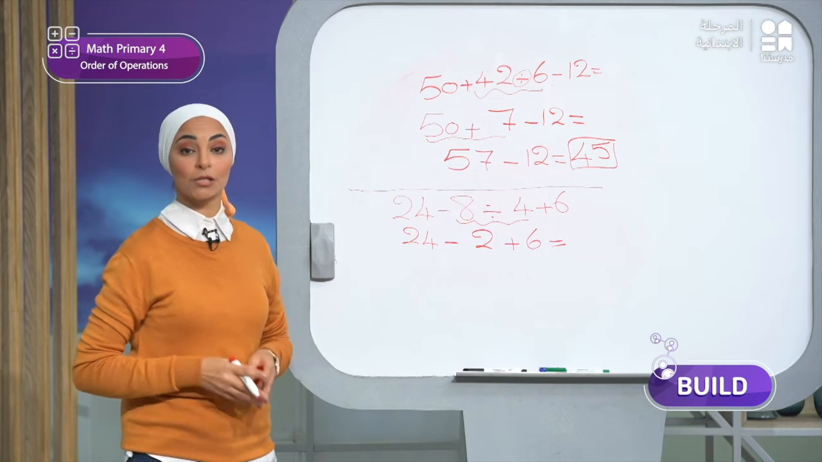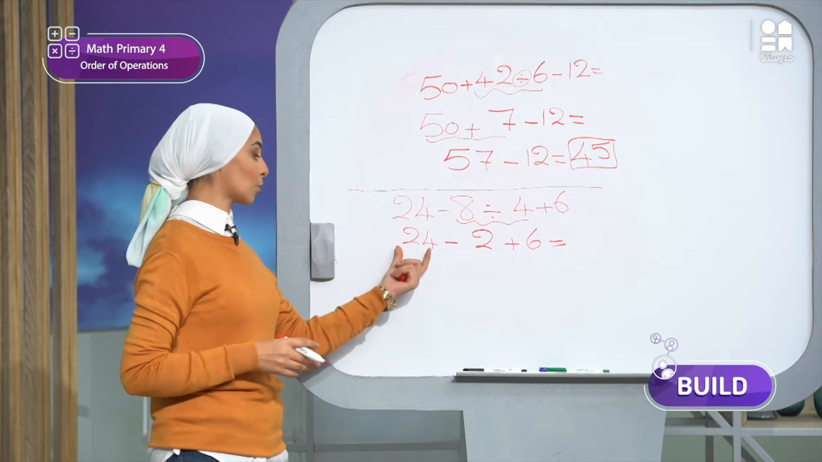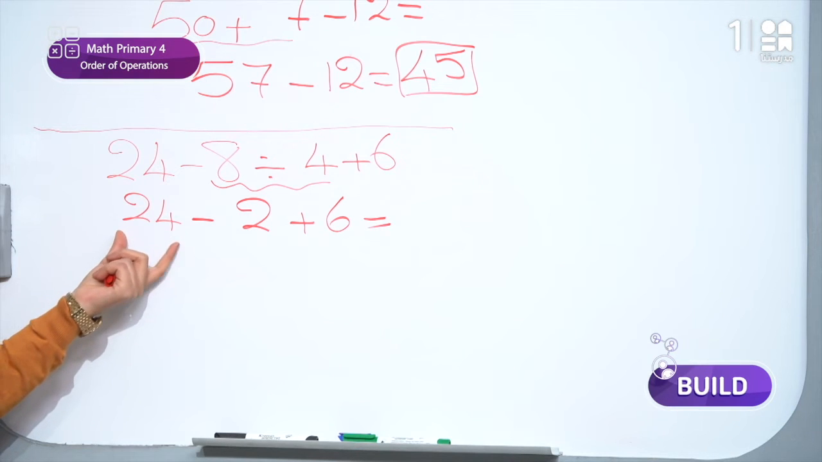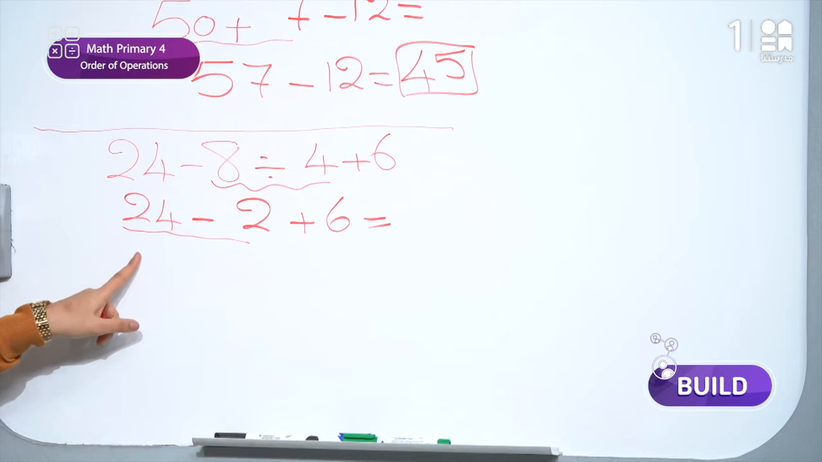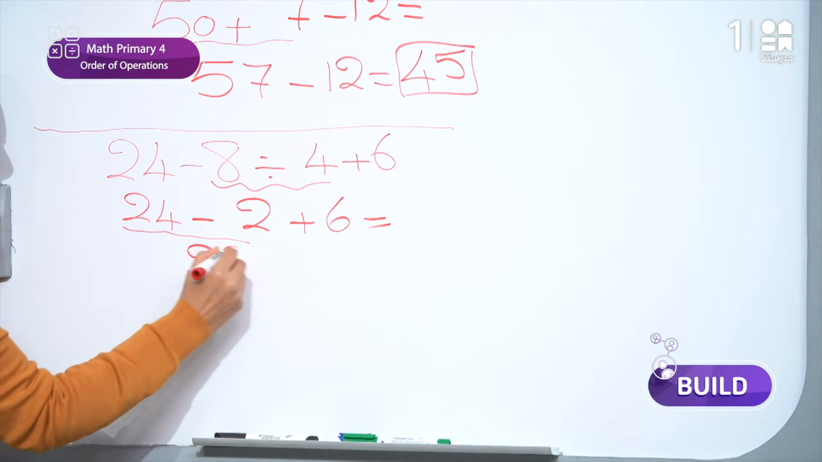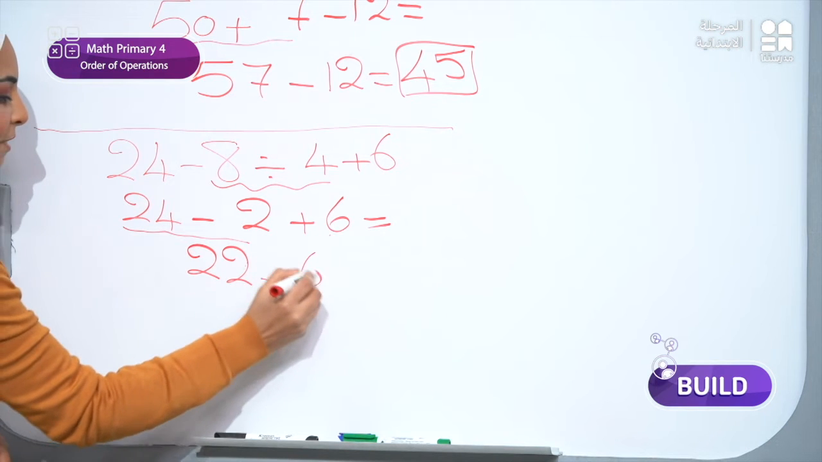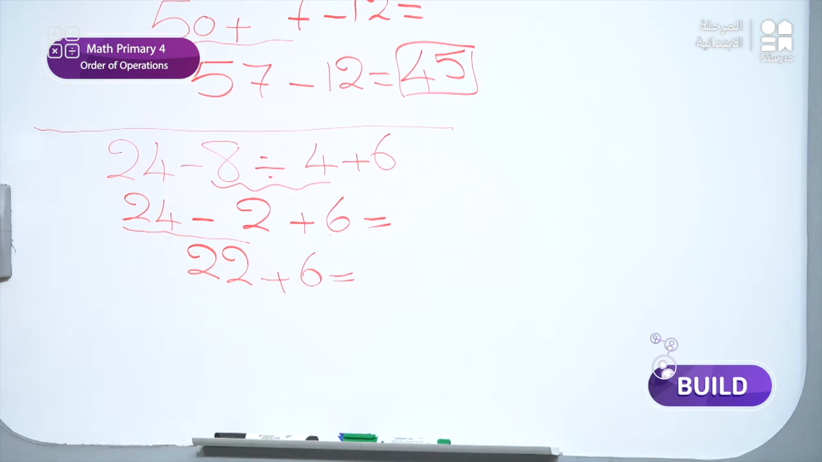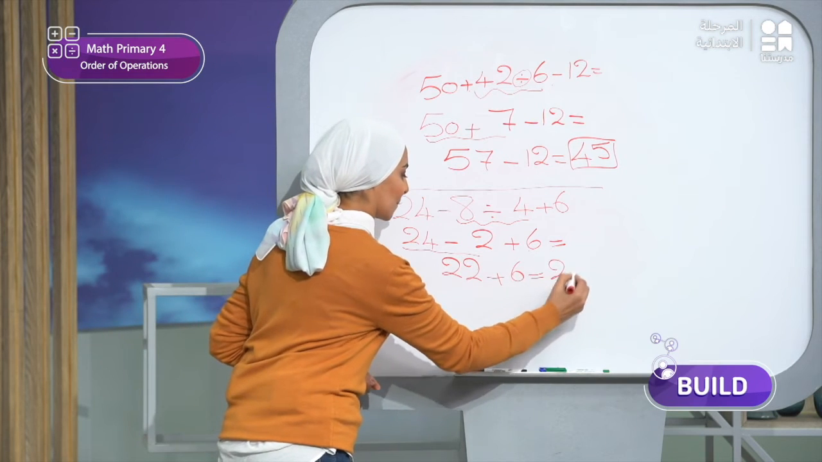Then what should I do? Yes, the next step is subtraction. So I will start from left to right. So I will do 24 minus 2. 24 minus 2 equals what? Equals 22. And now I have 22 plus 6. 22 plus 6 gives me what? Of course, 22 plus 6 gives me 28.